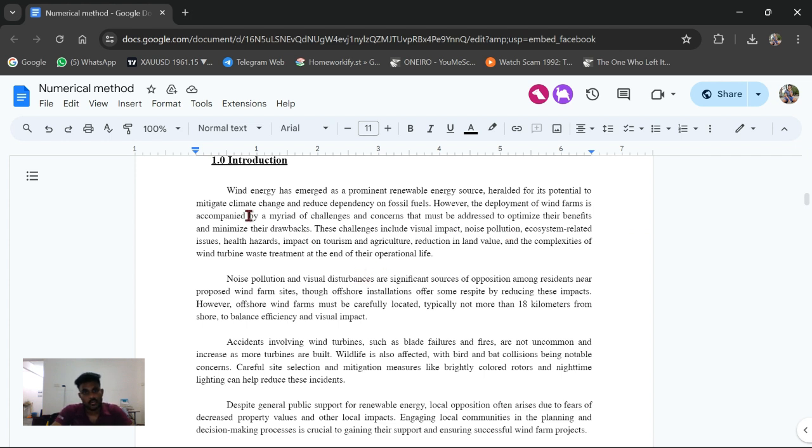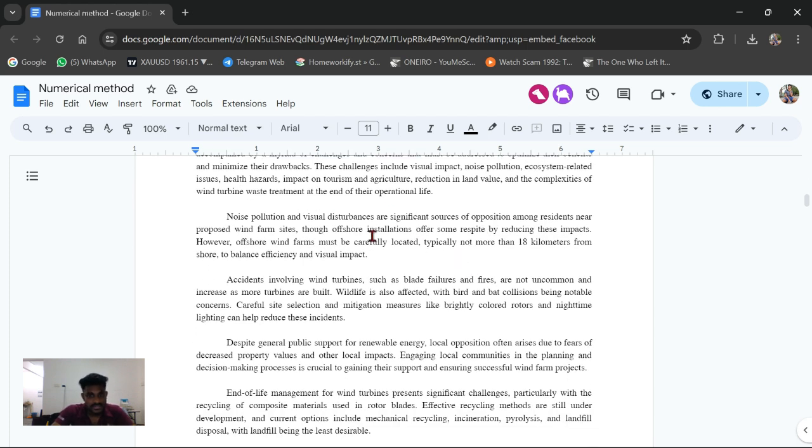For the introduction, wind energy has emerged as a prominent renewable energy source, heralded for its potential to mitigate climate change and reduce dependency on fossil fuels. However, the deployment of wind farms is accompanied by a myriad of challenges and concerns that must be addressed to optimize their benefits and minimize their drawbacks. These challenges include visual impact, noise pollution, ecosystem-related issues, health hazards, impact on tourism and agriculture, reduction in land value, and the complexities of wind turbine waste treatment at the end of their operational life.